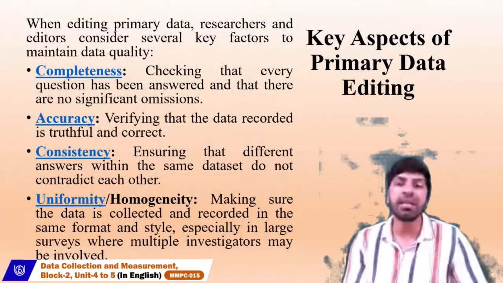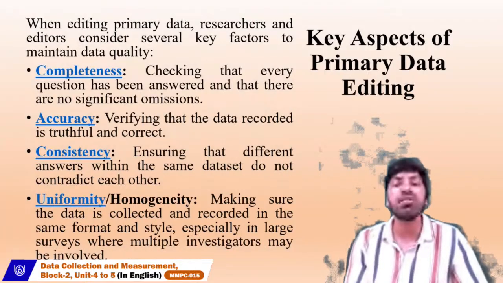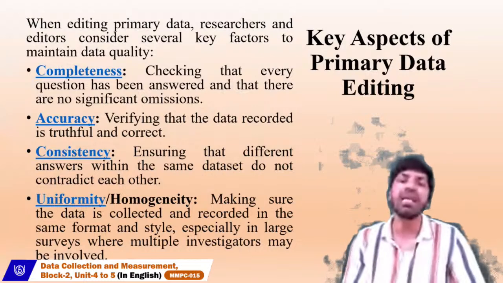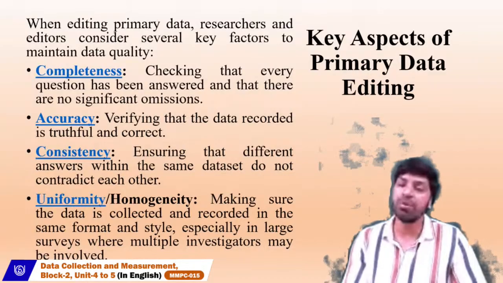There are four main aspects. The first one is completeness. A researcher has to check that every question has been answered and that there are no significant omissions or errors. Next is accuracy.